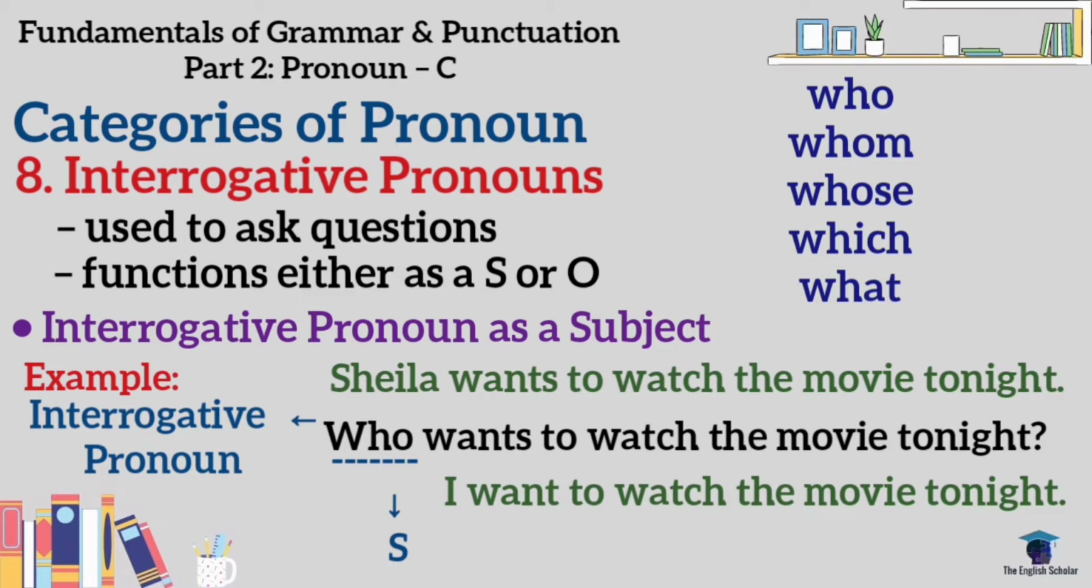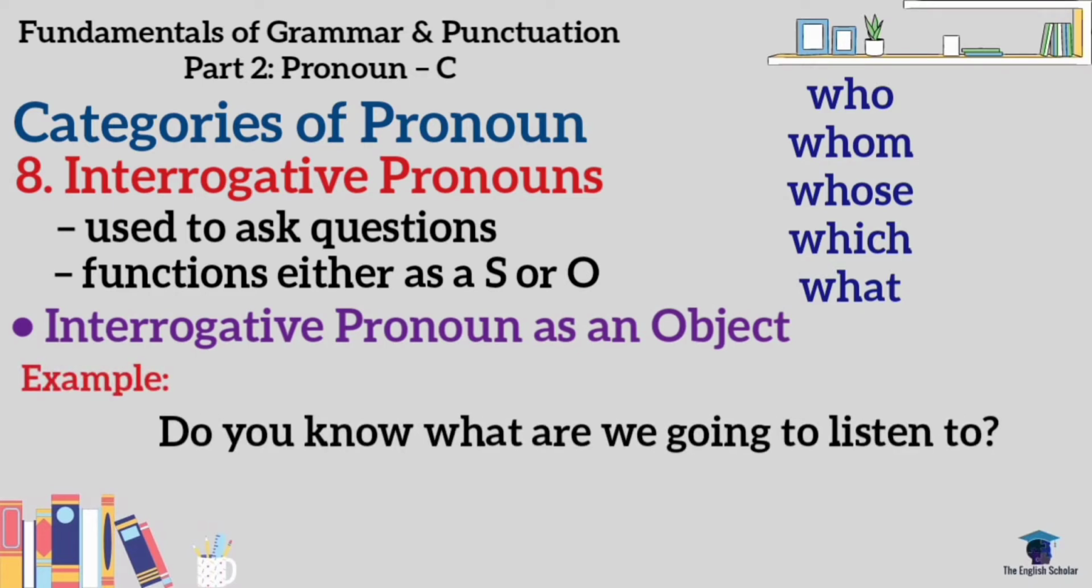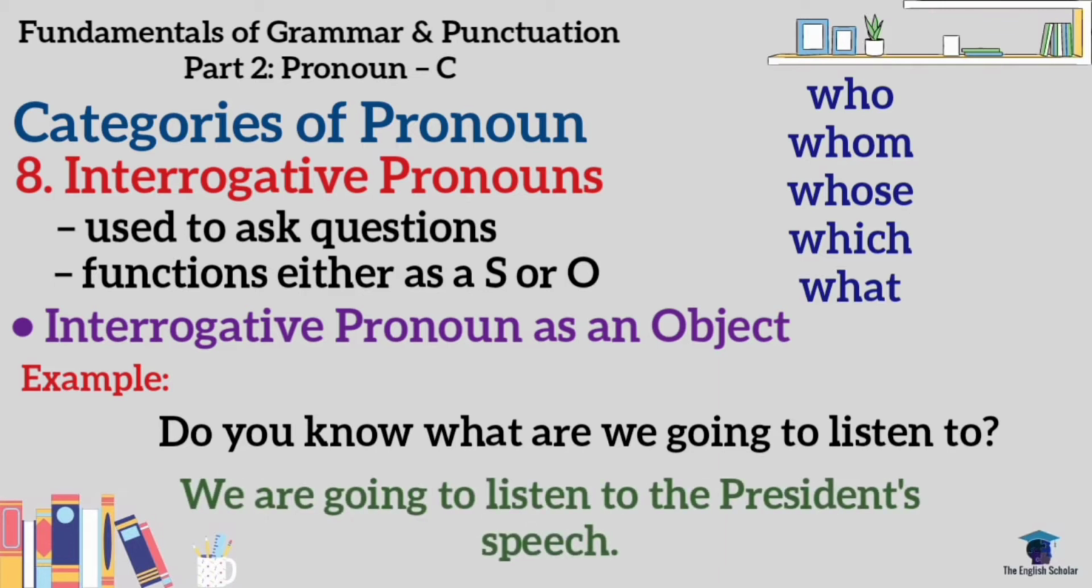Let's have interrogative pronoun as object in a sentence. Example, do you know what are we going to listen to? If you answer this question, we are going to listen to the president's speech. We here is our subject. It is not our object because it does not answer the question what are we going to listen to. Our object here is the president's speech because it is the one being acted upon or the receiver of our action listen. Since the president's speech replaces or answers the question what, then what here is our object.